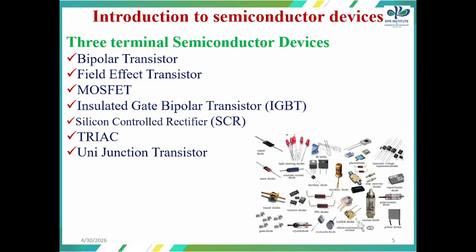Let us discuss three terminal semiconductor devices. Namely, the bipolar transistor, field effect transistor, MOSFET, insulated gate bipolar transistor, simply the IGBT, thyristor or silicon controlled rectifier, triode, and unijunction transistor. These are called the three terminal semiconductor devices.